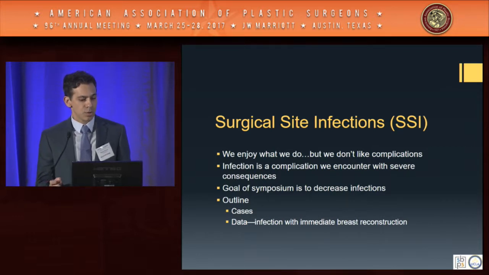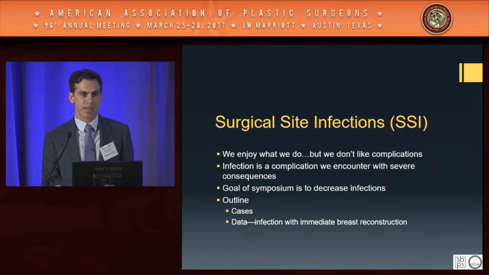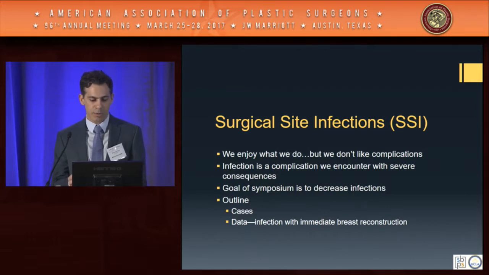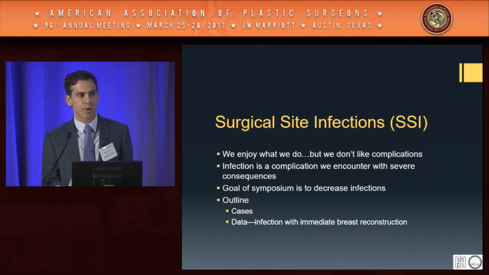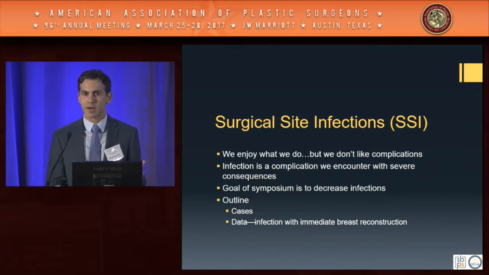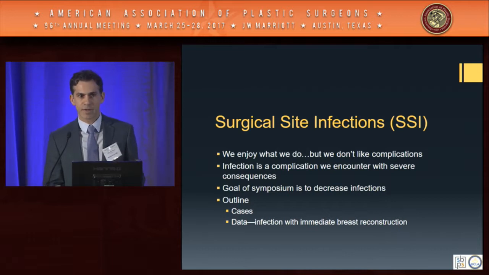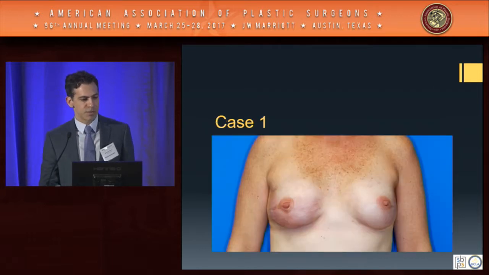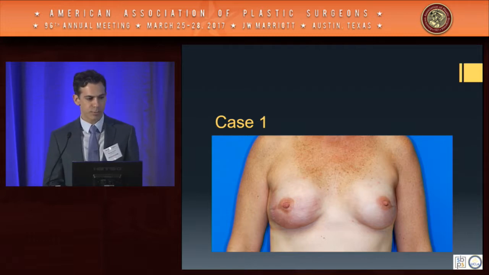So what I'll talk about today are just a couple of cases so we can relate to what's going on, and then go through some data. And the data is really specifically going to be about immediate breast reconstruction and the incidence of infection as well as the risk factors for infection, so that we can figure out ways to select patients better, decrease the risk of infection, and even manage some of those infections better. So this is the first case. This is a 44-year-old female with right breast cancer.